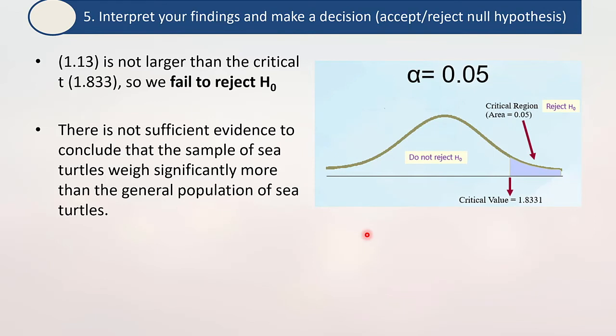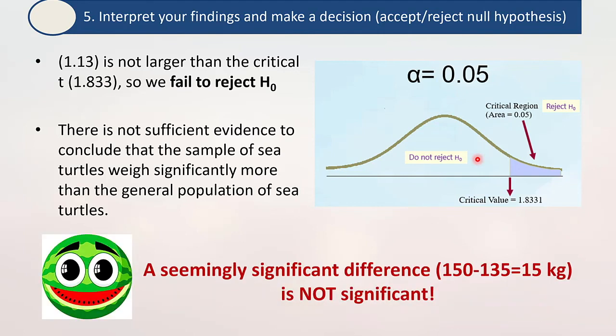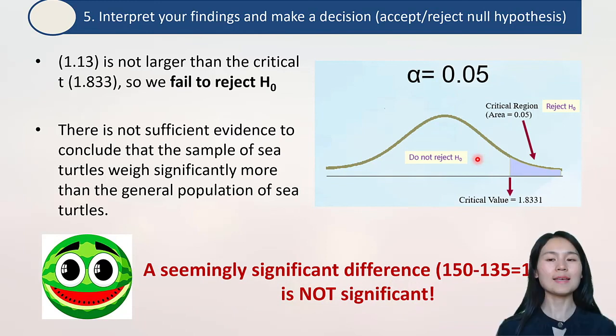And now we are comparing the 1.833, which is the critical value, with the 1.13, our calculated t-test. And the 1.13 is within this range, below 1.83. So we do not reject the null hypothesis. That means there is not sufficient evidence to conclude that the sample of sea turtles weigh significantly more than the general population of sea turtles. So a seemingly significant difference, which is 15 kilograms, is not significant.